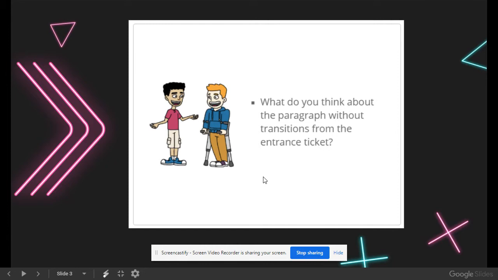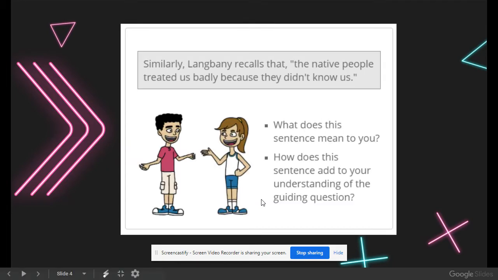You don't need a transition for every sentence, but you do need to have transition words within your paragraphs to help connect and clarify those relationships among the ideas. So let's look at an example sentence from the model essay.